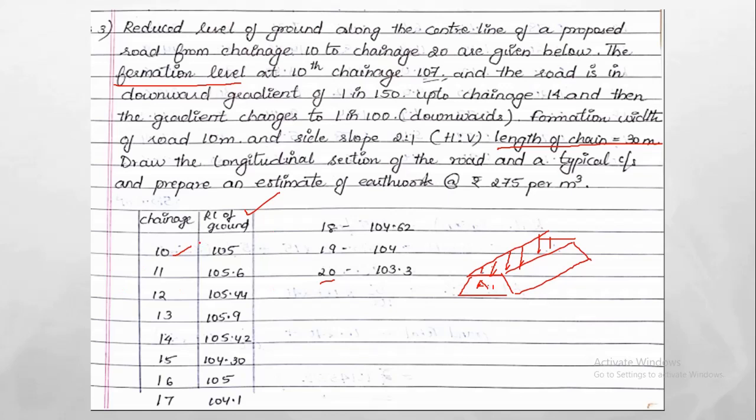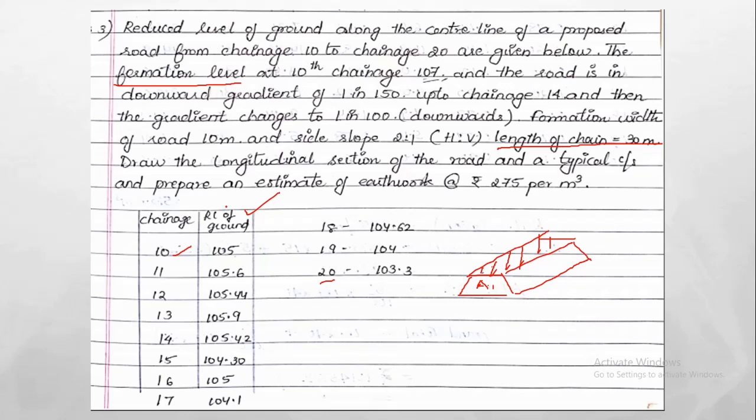20th chainage. And also the reduced level of ground corresponding to each chainage is given. For example, the ground level at 10th chainage is 105, and the 11th chainage is 105.6. This is the ground level. Before construction of road, the ground level is as per the data given in the table.